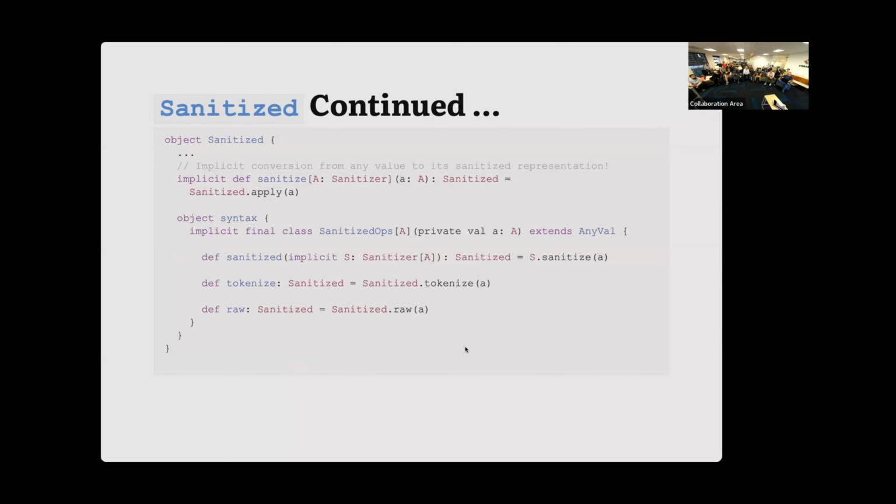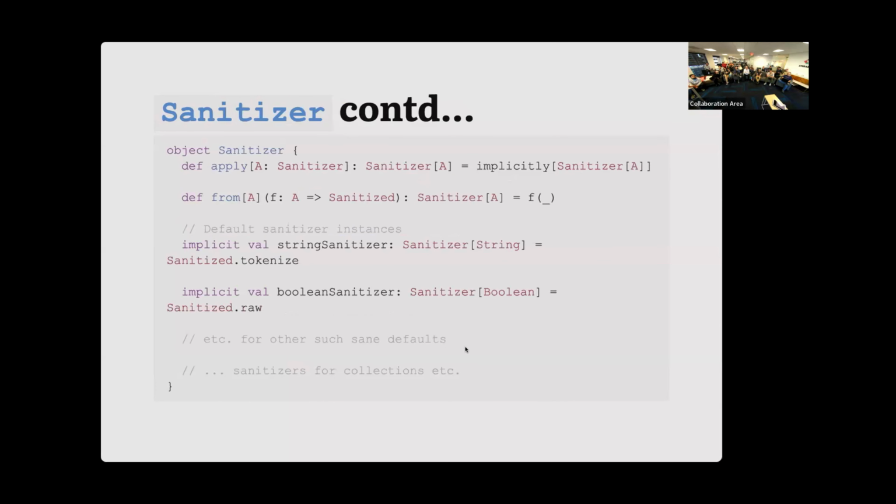And then continuing with the sanitizer, we do have an implicit conversion, which, given a type using the sanitizer, will give you a sanitized version of it. And we have syntactical helpers here. Again, they're the same tokenize and raw, but it's used for the type class when you deal with the syntax.